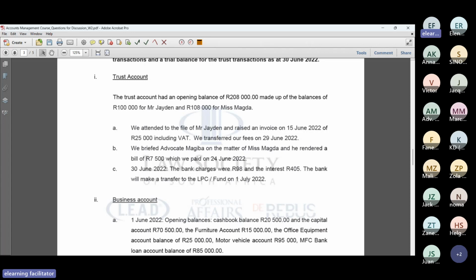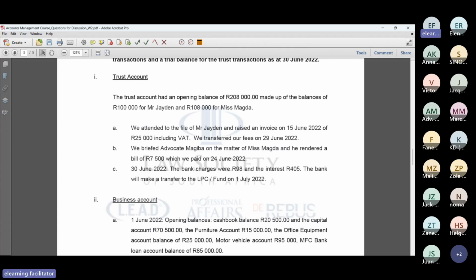So you also need to observe dates. We raised an invoice on the 15th, but our fees we only transferred on the 29th. So raising of an invoice is something that we do on the business side. We've done the work, we've attended. So on the business side, we show that there are fees which are due to us. And then on a particular date, when we've recorded all our fees down, we transfer from trust to business. Then we are told that we briefed the advocate in the matter of Ms. Magda, and the advocate rendered a bill of 7,500, which we paid on 24 June. So we've got money in trust, we pay from trust.